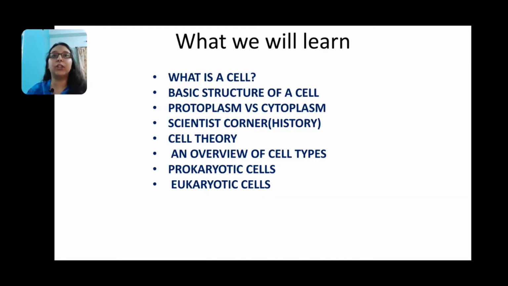So today what we are going to learn is what is a cell. Then we will come to the basic structures of a cell, protoplasm versus cytoplasm. These two are very important components of a normal cell. Then we will come to a little about the history of how a cell was discovered. Then we will read about a very interesting theory, which is the cell theory. And finally, we will end up with two types of cells, that is the eukaryotic cells and the prokaryotic cells.